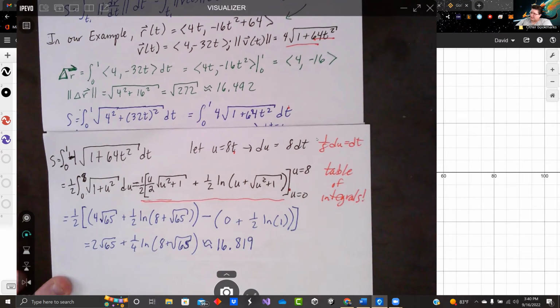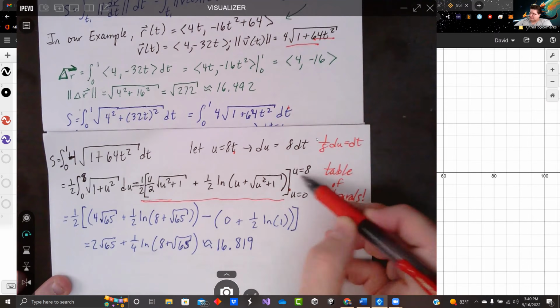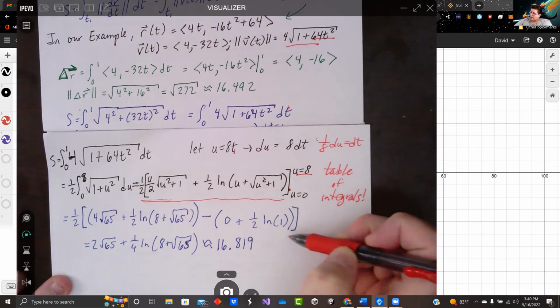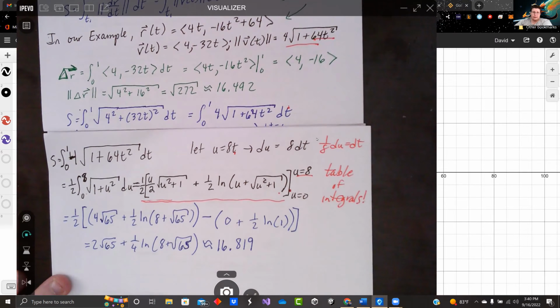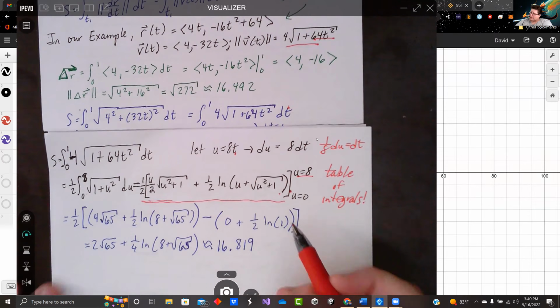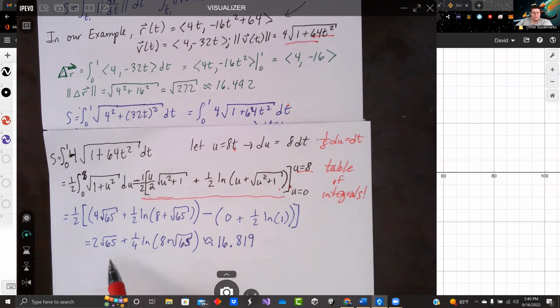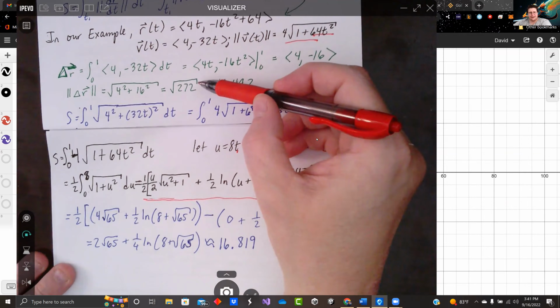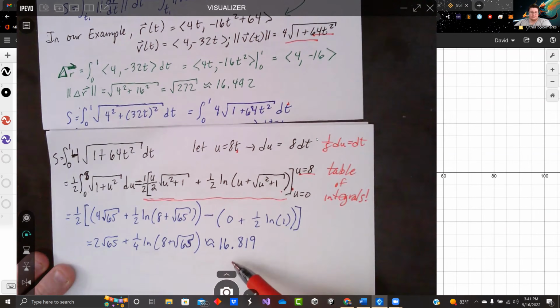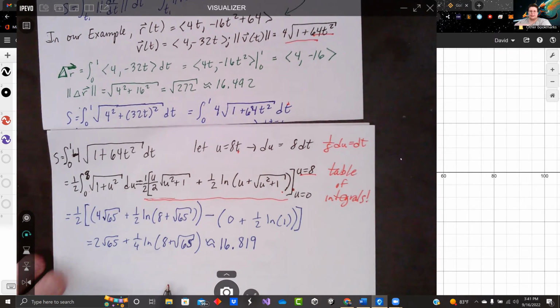Evaluating from 0 to 8, we plug it in. We've got 1/2 and then 4 root 65 plus 1/2 the natural log of 8 plus the square root of 65. That's u equals 8. u equals 0 is 0, and 1/2 of ln of 1, and ln of 1, of course, is 0. So we don't have anything extra right there. If we distribute the 1/2 in, I've got 2 root 65 plus 1/4 the natural log of 8 plus the square root of 65. It's not as easy to clear as the 272, but when you evaluate it, you get 16.819.